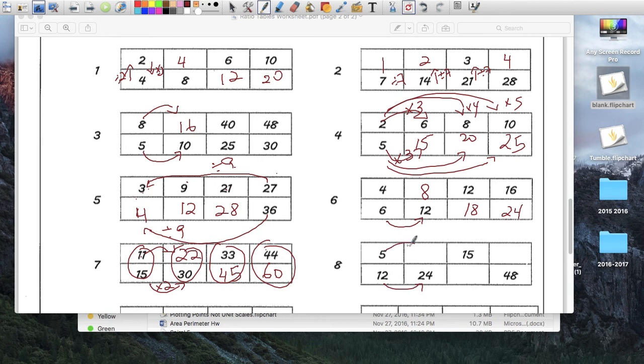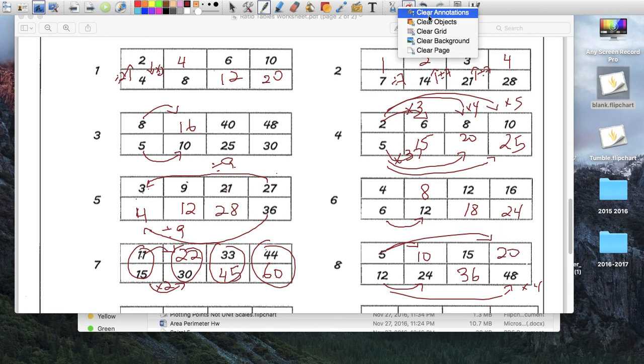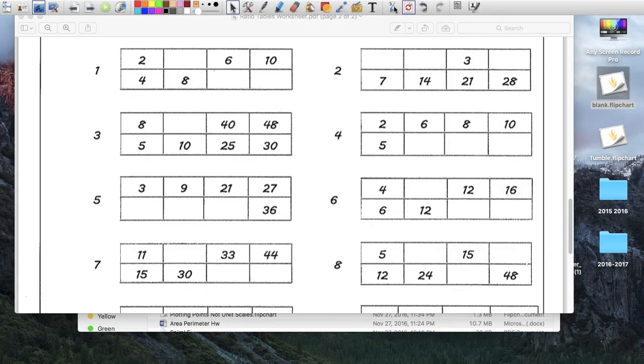Times 2, so therefore this is times 2, gives me a 10. How did the 5 become 15? Times 3, so 12 times 3 gives me 36. How did 12 become 48? Times 4, or 5 times 4 on top, gives me 20. Okay, let me lower this down. I think there's a couple more.